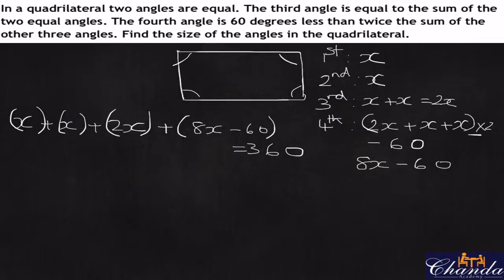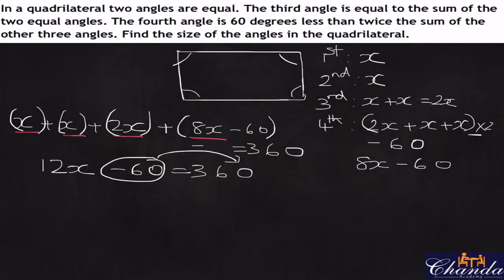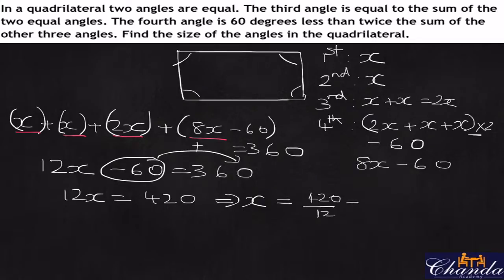Now, using a little bit of algebra knowledge, we know that these are all like terms. So x plus 2x plus 8x gives us, I believe, 12x, minus 60 equals 360. Then taking minus 60 to the other side as a plus, we have 12x is equal to 420. Therefore, x is equal to 420 divided by 12, which gives me 35 degrees.